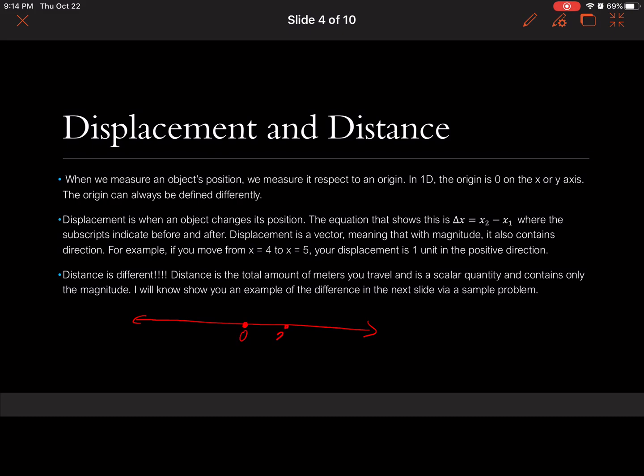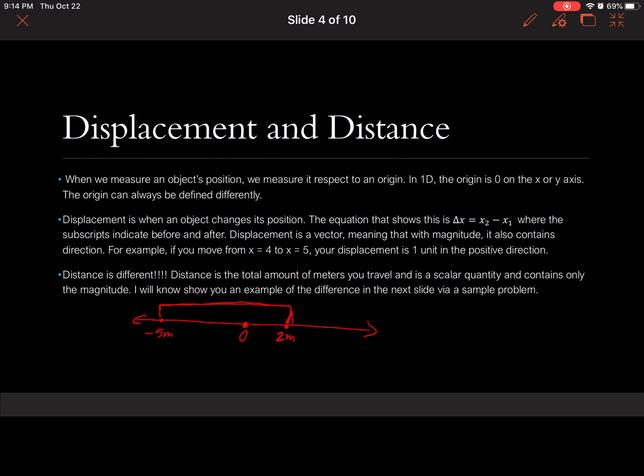2 meters, negative 5 meters. So I'm moving it from here to here. Let's not go the other way around. First, let's consider if I'm moving from negative 5 to 2. Then we'll consider from 2 to negative 5 and talk about why displacement is a vector.